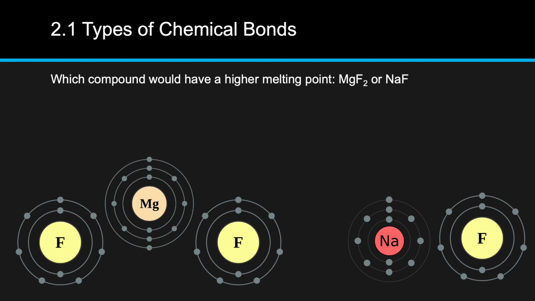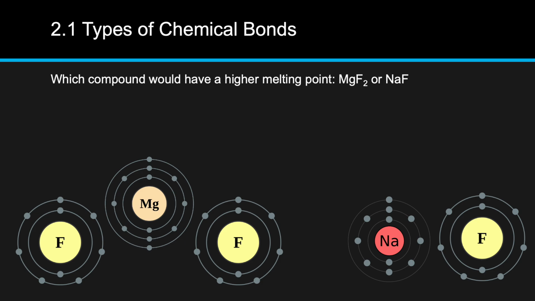Let's do another example. Which compound will have a higher melting point, MgF2 or NaF? So again, when we're looking at Coulomb's law, or the attraction between ions, we need to first compare the charges. Those are the most important.